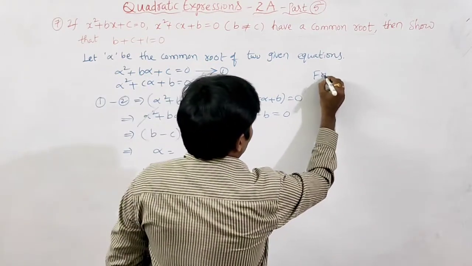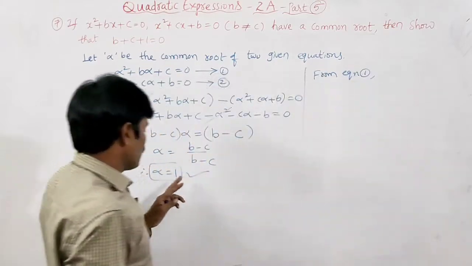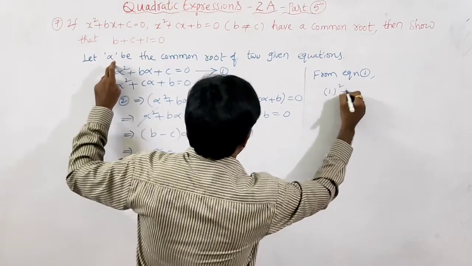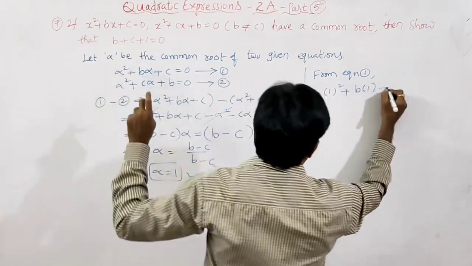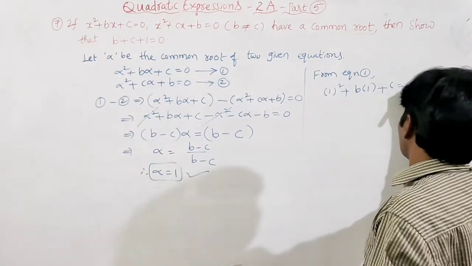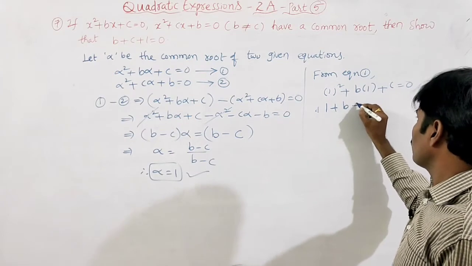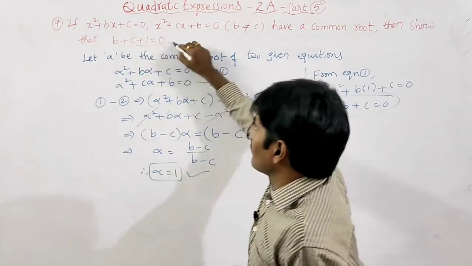So from equation 1, we can write like this. Put alpha is equal to 1 in the first equation, then it becomes 1 square, alpha square means 1 square, plus b into 1 plus c is equal to 0. Therefore 1 square means 1, plus b into 1, plus c is equal to 0. This is the required answer.